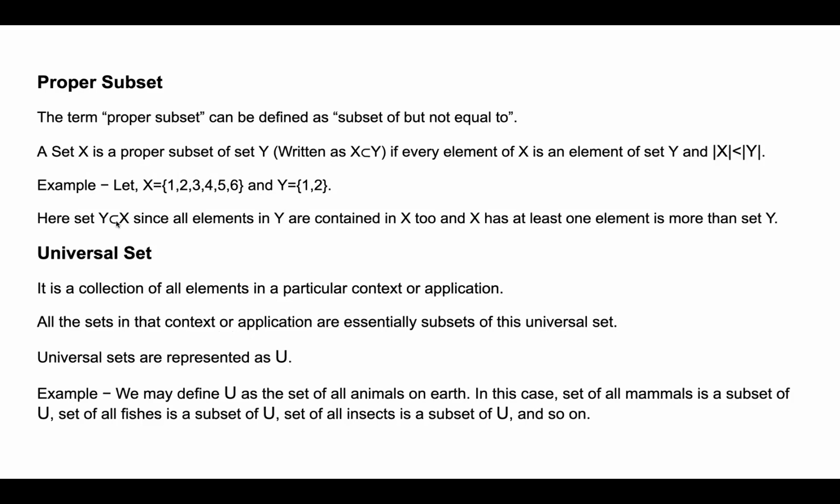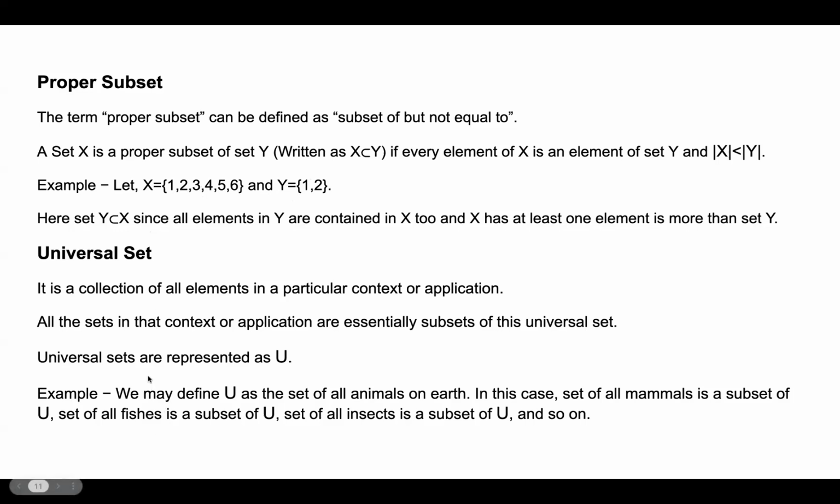Here Y is a proper subset of X, because Y is {1, 2} and X is {1, 2, 3, 4, 5, 6}. 1, 2 is contained in set X, and that's why we can say that Y is a proper subset of X. X has more elements than Y. It contains Y and other elements. So Y is a proper subset of X.